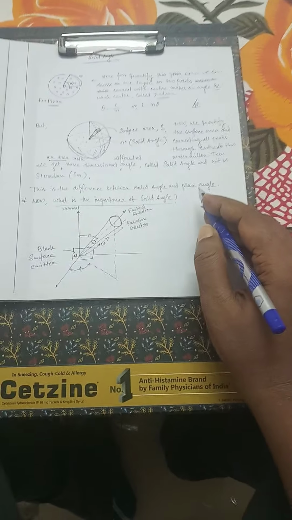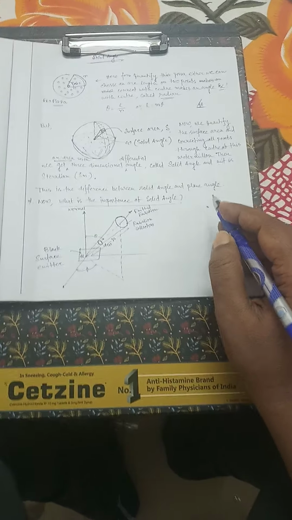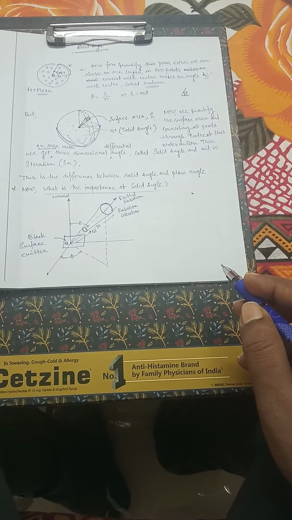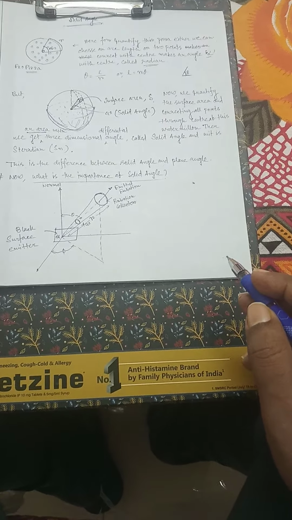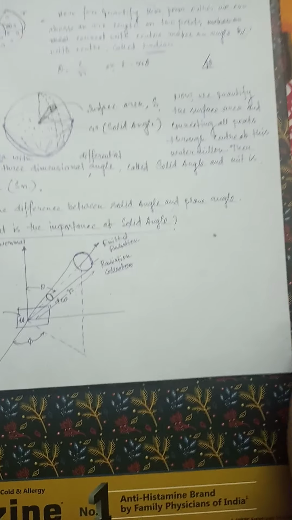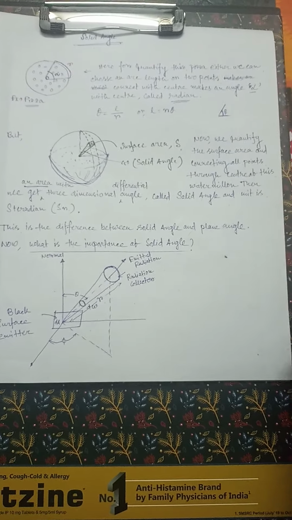So theta is equal to the length of the arc of the geometry divided by the radius, so L is equal to r theta, as we all know. Now we are going to learn solid angle.